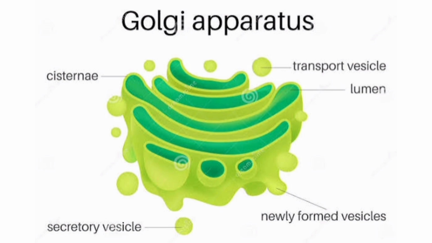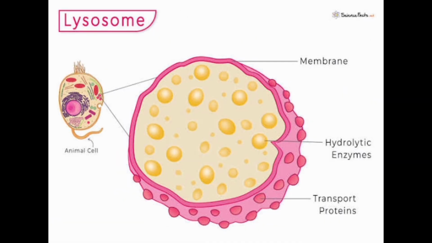So the main function of the Golgi apparatus is storage, modification and packing of products in vesicles. They also convert complex sugars into simpler sugars, and it also helps in the formation of lysosomes. So moving on with the lysosomes right now. Lysosomes are also membrane-bound cell organelles that have digestive enzymes in them.